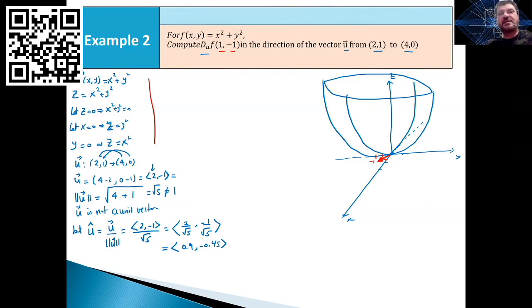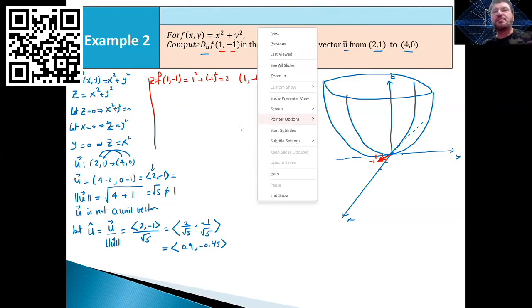So look what I'm going to do now, guys. I will take the function f at 1 and negative 1. But we know that this is z, isn't it? So let's plug it in. So it's going to be 1 squared plus negative 1 squared, which is 2. So what do we have, guys, here? When x is 1 and y is negative 1, what's z? Z is 2.